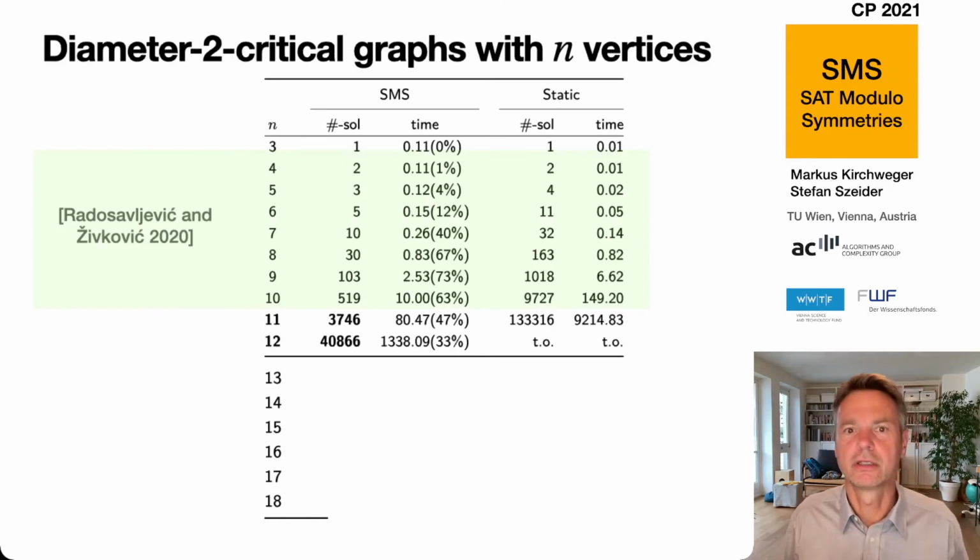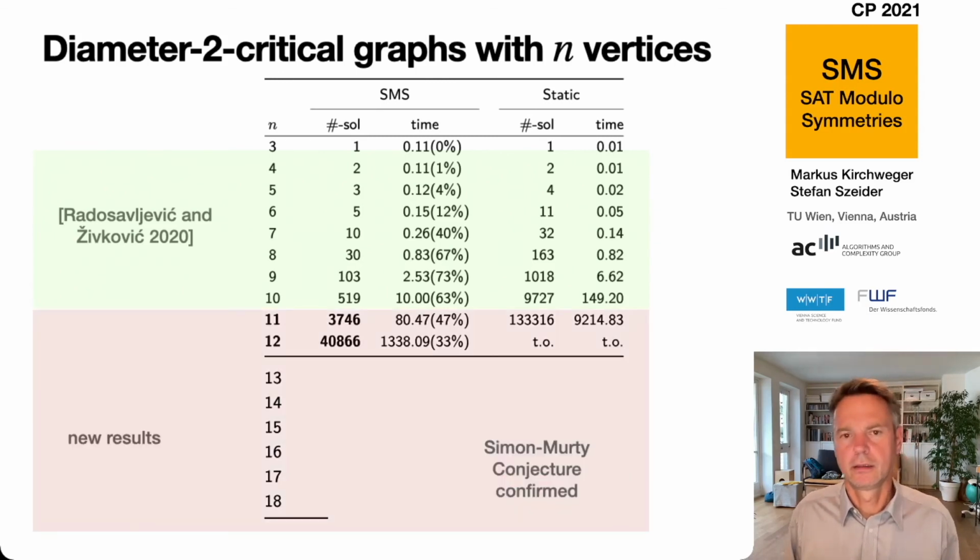People have used Nauty to compute the solutions up to n vertices and could therefore also verify the Simon-Murty conjecture for up to 10 vertices. With our SMS approach, we could now also enumerate all solutions up to 12 vertices, and for just verifying the Simon-Murty conjecture, we don't need to count all the solutions, but just verify that this solution is unique. We could go up to 18 vertices.